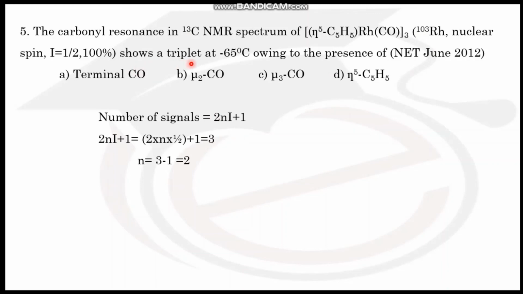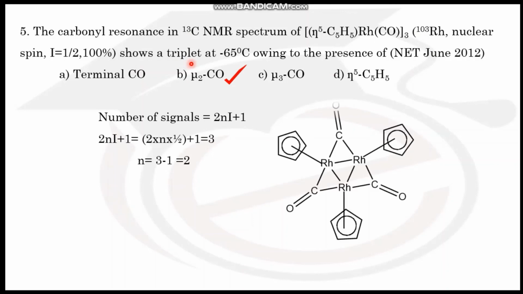So option B is the correct answer, and this is the structure of this compound. Here you can see that all the carbonyl carbons are in the same environment, so it will give one signal, and each carbon is attached to 2 rhodium. So this one signal will split into 3, right? This is also a previous year NET question, NET 2012. I think this question is also clear for you.